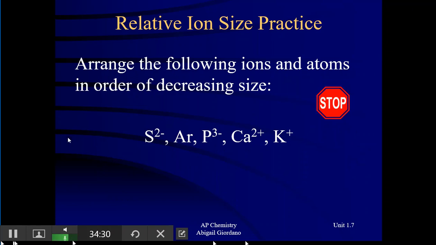So what I want you guys to do is put these isoelectric particles in order from largest to smallest. All right, let's see how you did.